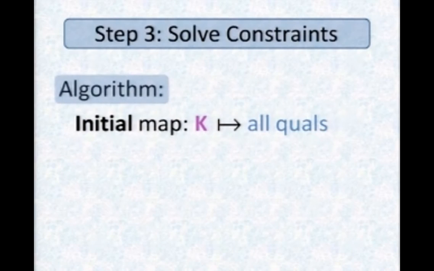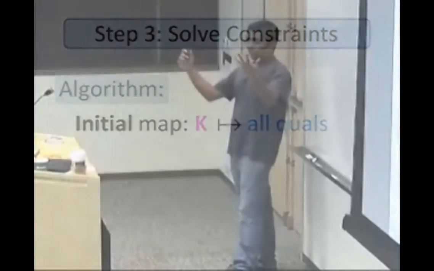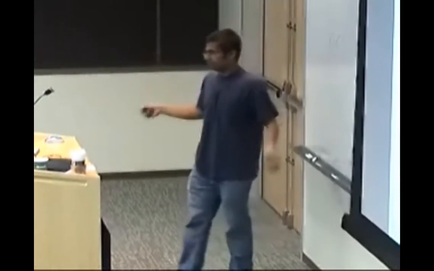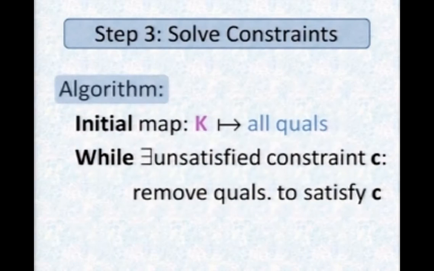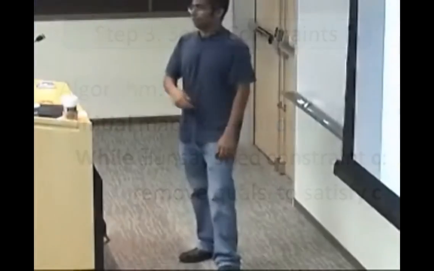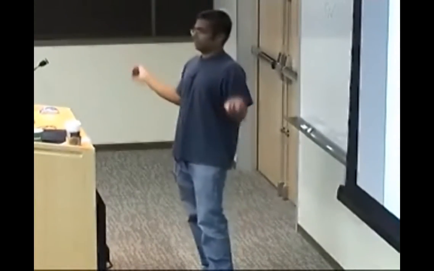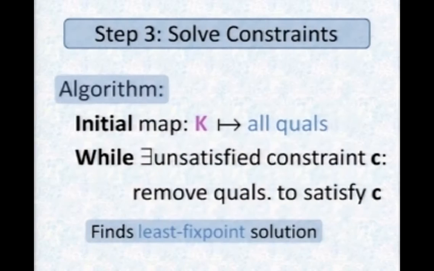So the algorithm is very straightforward. It's exactly what Madhu said. Initially, you create an initial map that maps k to all the possible qualifiers, and then you just keep picking unsatisfied constraints. Pick a constraint that's unsatisfied and throw away the qualifiers that are needed to make it satisfied. And just keep repeating this until everybody's satisfied. It doesn't matter what order you pick the constraints in. This, in fact, finds a least fixed point.